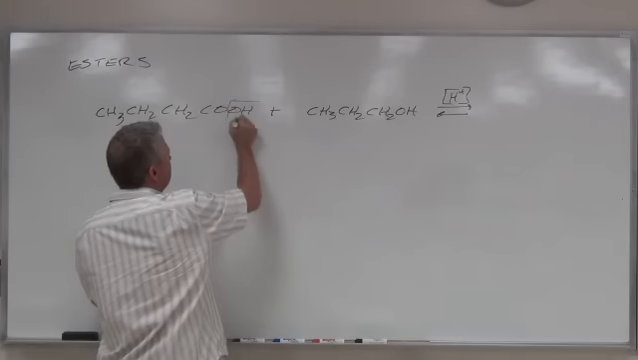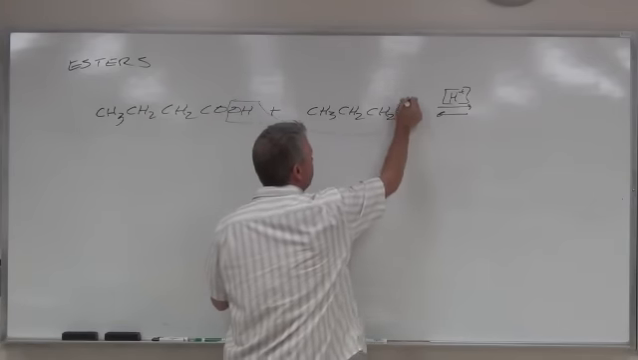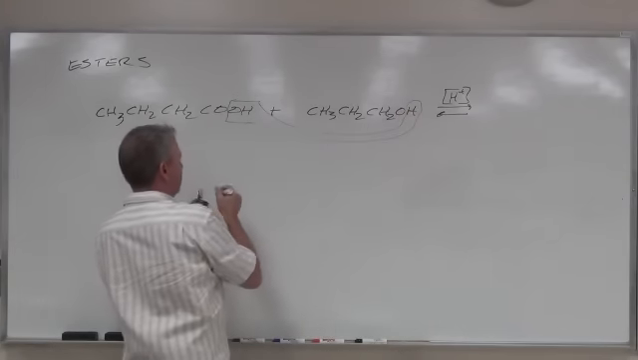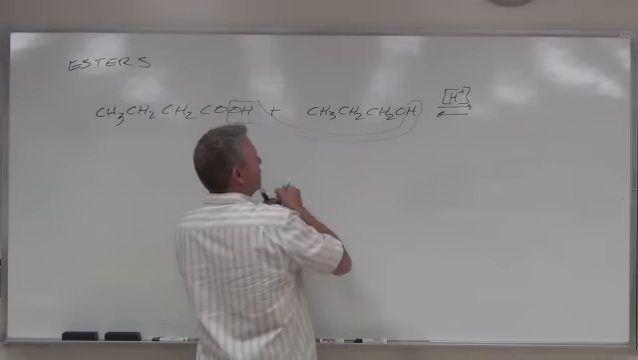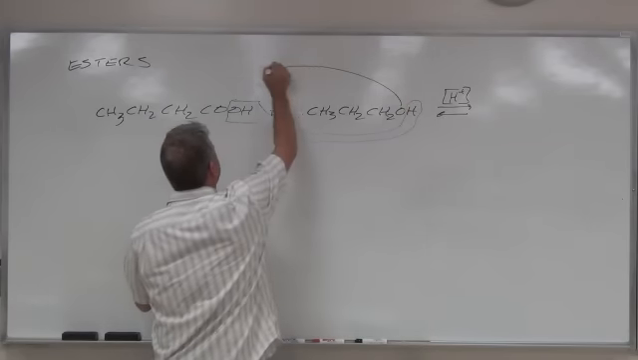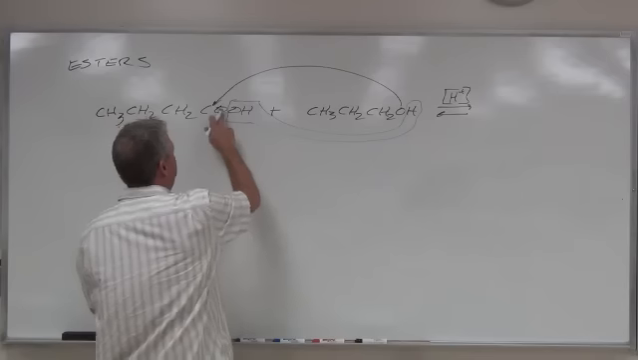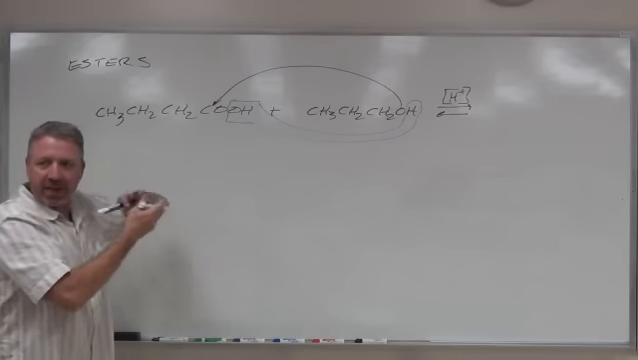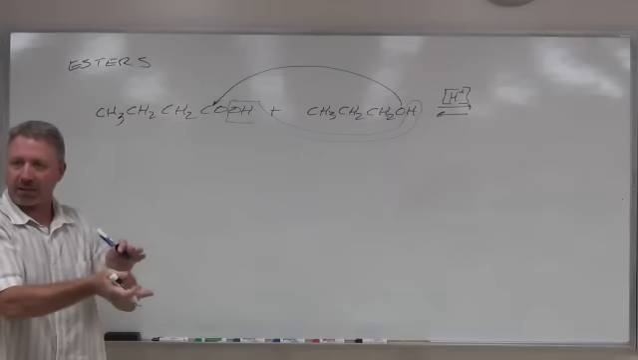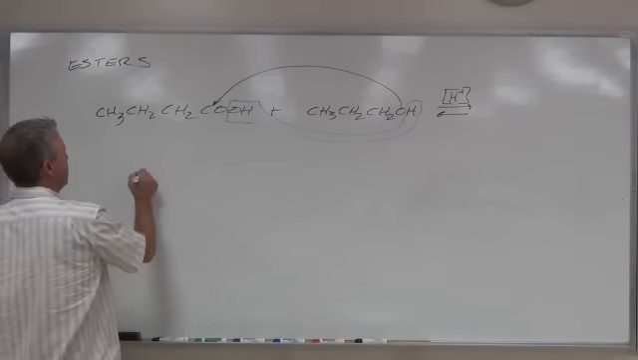There it is. There's our OH. We're going to lose this H. That's gone. We're going to swing this oxygen around, and we're going to connect it right at that carbon. Now it's a little different because I gave you a different form of the carboxylic acid functional group, but same stuff.